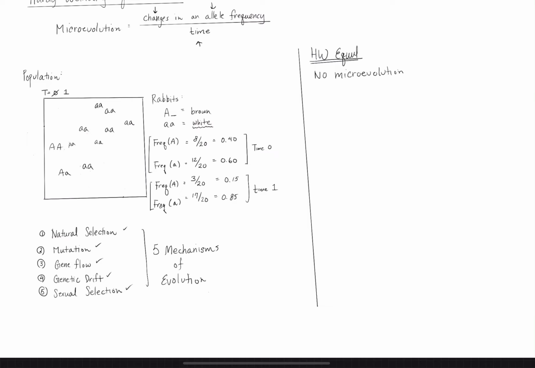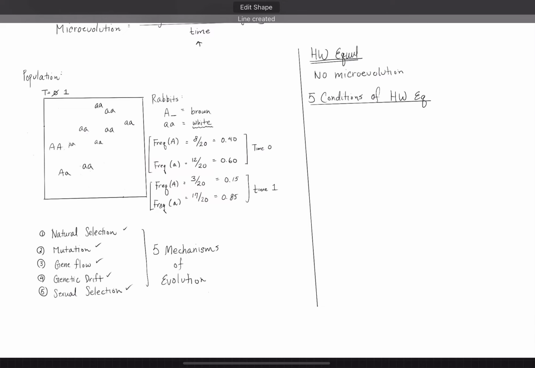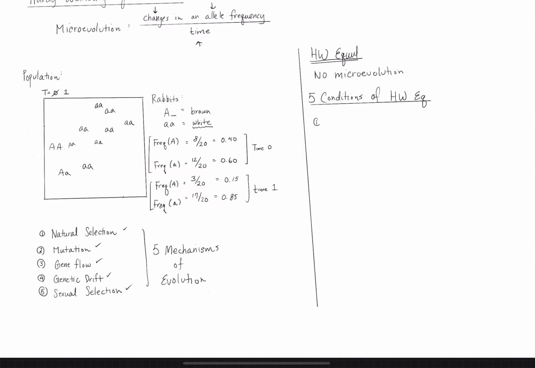So let's actually do that here, because we usually talk about 5 conditions of Hardy-Weinberg equilibrium. So if we say that these 5 conditions are true, then the population is going to be at a Hardy-Weinberg equilibrium, at least at a particular locus. And it looks somewhat similar to the list that we have, except it negates each and every one of those mechanisms. For example, we might say no natural selection. That's one of the very important conditions of the Hardy-Weinberg equilibrium. We also say no mutation. We also say no gene flow. So it gets pretty straightforward up to this point.